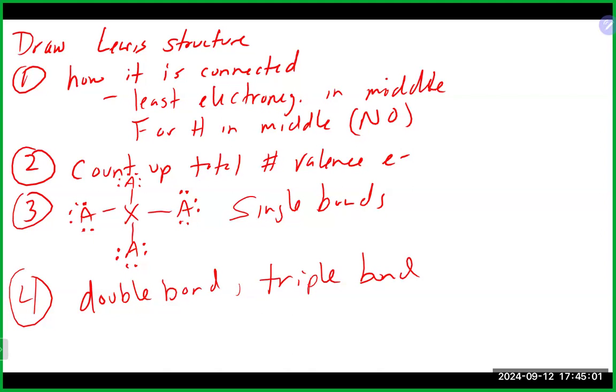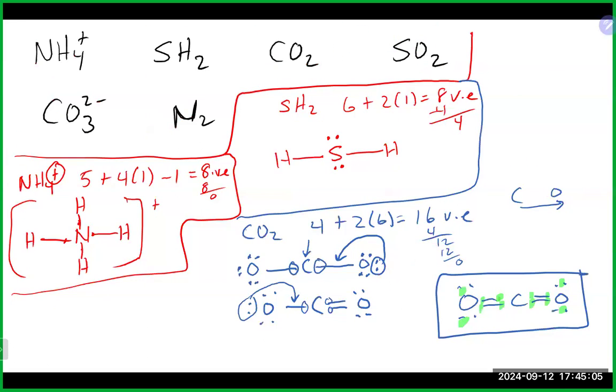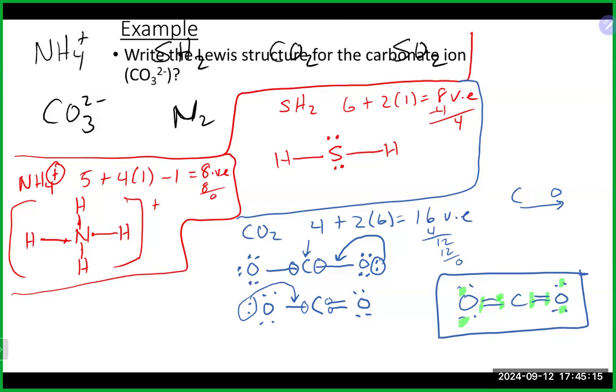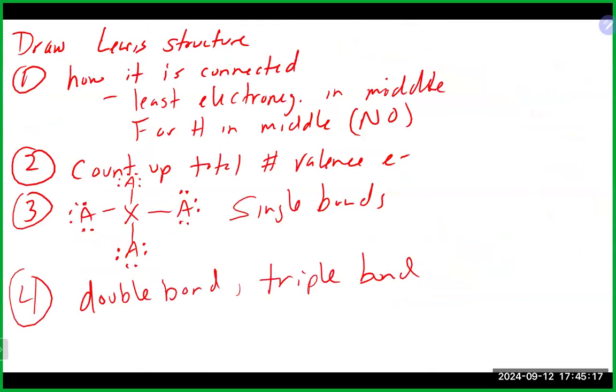Any questions on that? All right, so we were in the middle of drawing some of these. So we did up through CO2, I think. So we've got SO2, CO3 2 minus, and N2.